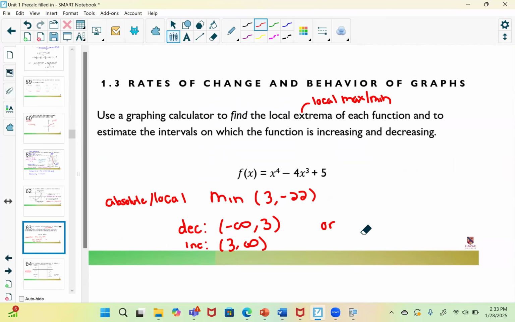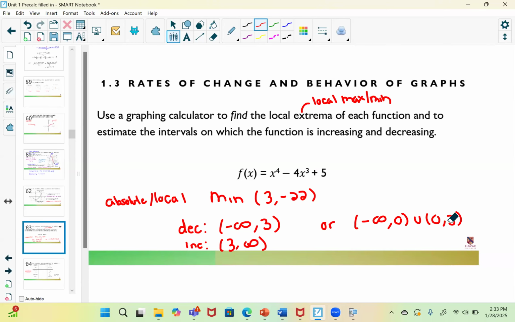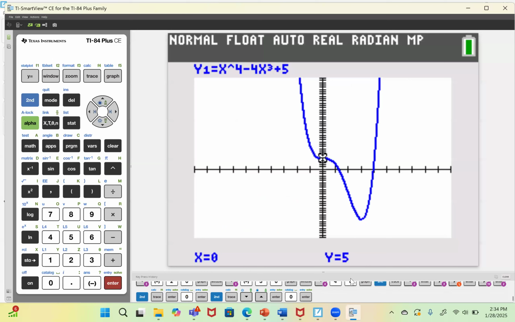Another acceptable answer, if you wanted to include that 0, is you could say negative infinity to 0, union 0 to 3, for where it's actually decreasing, because at x equals 0 it's not decreasing. But like I said, I will accept the other answer, and then when you get to calculus, you will probably have to be more specific. The main thing is that when you're trying to find increasing and decreasing from a graph, you graph it on your calculator and find the max or mins, and then your function will change from increasing to decreasing. Okay, so those are the 3 topics for 1.3, and then we'll practice with them.